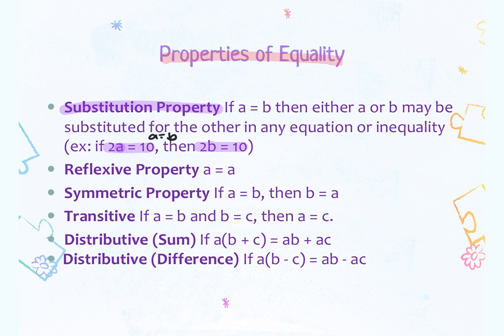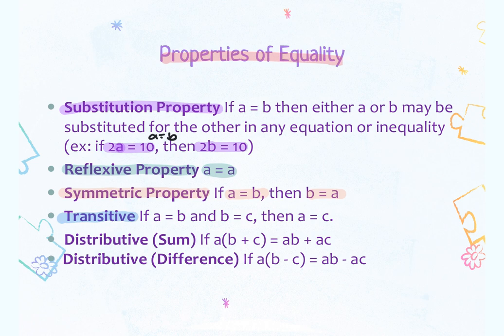The reflexive property says anything equals itself. So A equals A. If it helps to remember, like if you're looking at your reflection, you're looking back at yourself. Anything equals itself. Symmetric property is next. If A equals B, then B equals A. So the order just reverses here.